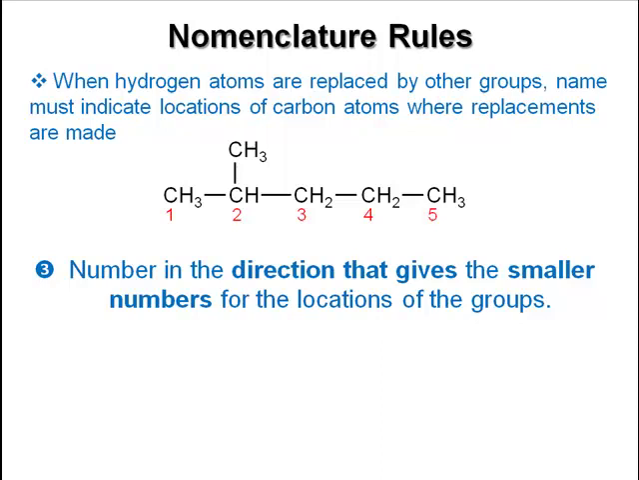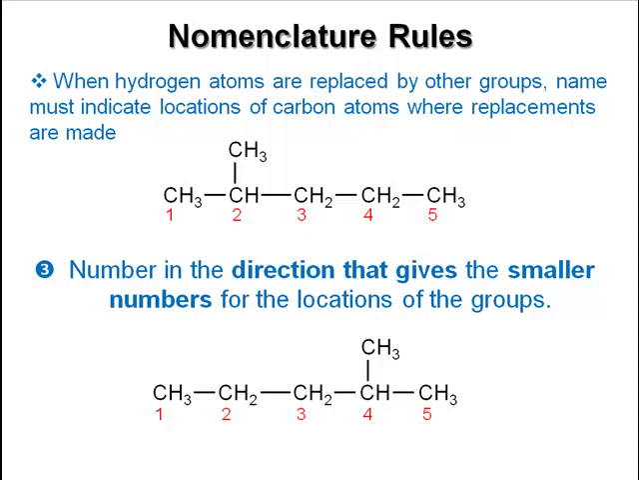The methyl group is on the second carbon in this case. If you look at it this way, we do 1, 2, 3, 4, 5. We would have to number from left to right. We can't number this way because the group is located off of that carbon there. So this would be carbon 1, carbon 2, carbon 3, carbon 4, carbon 5.